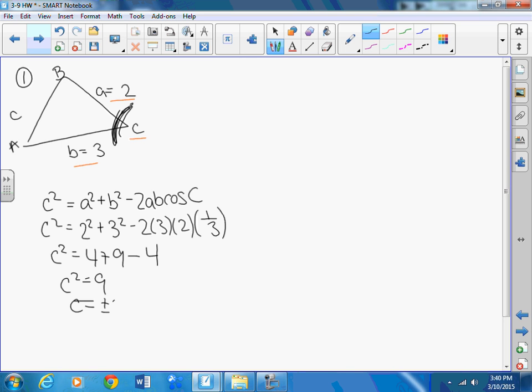So c is equal to plus or minus 3, but I'm going to reject negative length, because obviously a triangle cannot have a length of negative 3. So c is equal to 3. Boom.